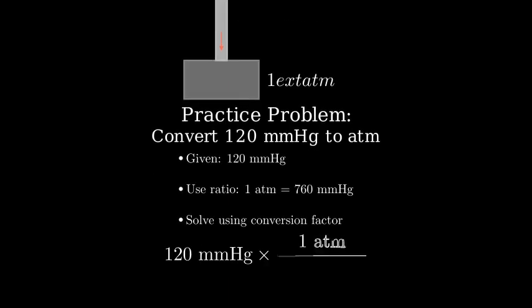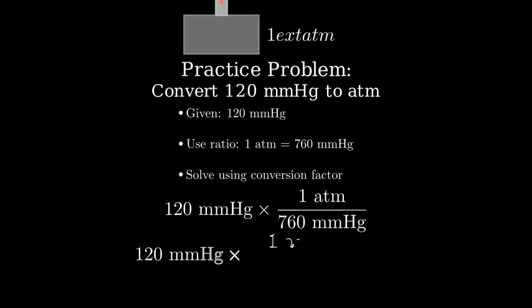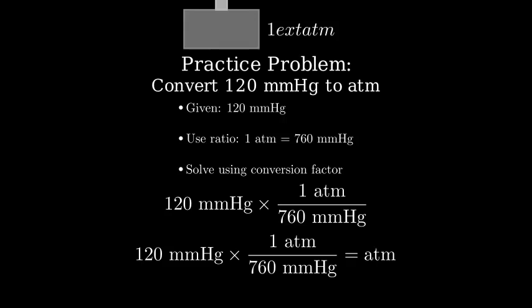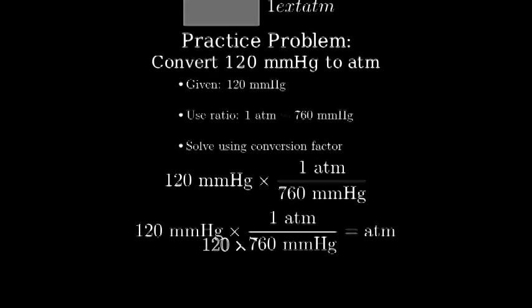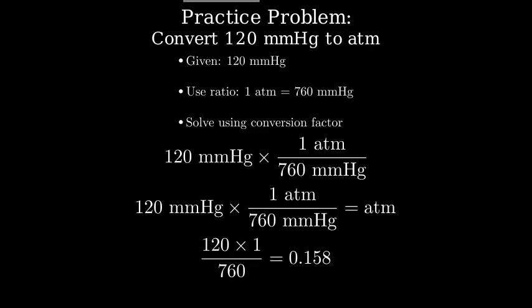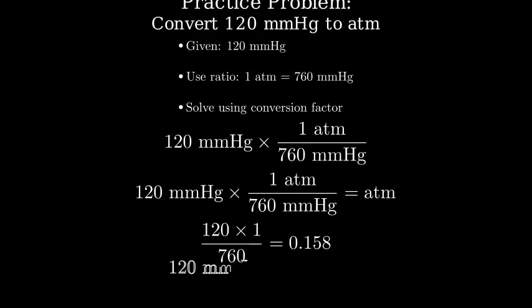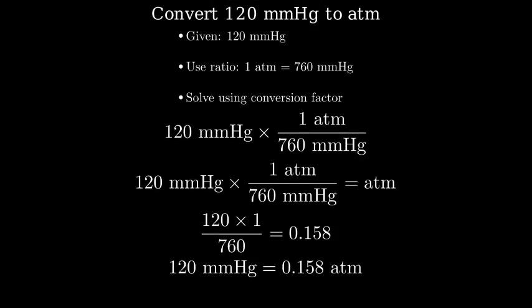We start with 120 millimeters of mercury and multiply by our conversion factor of 1 atmosphere over 760 millimeters of mercury. Notice how the units of millimeters of mercury will cancel out, leaving us with atmospheres. Now let's calculate 120 times 1 divided by 760. This gives us 0.158 atmospheres.